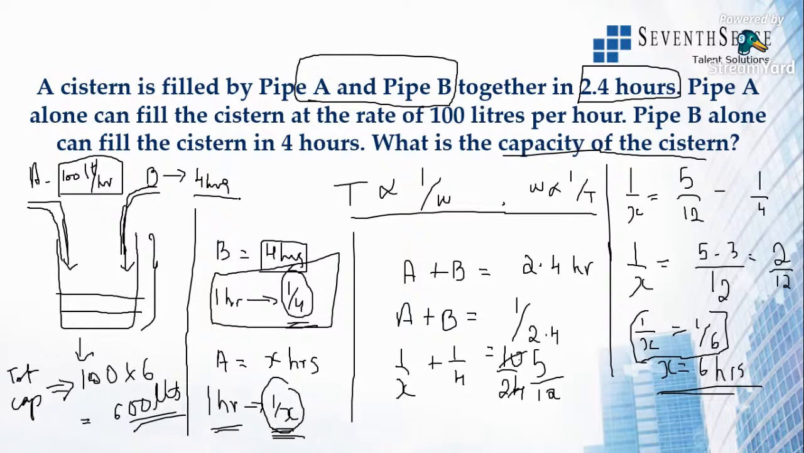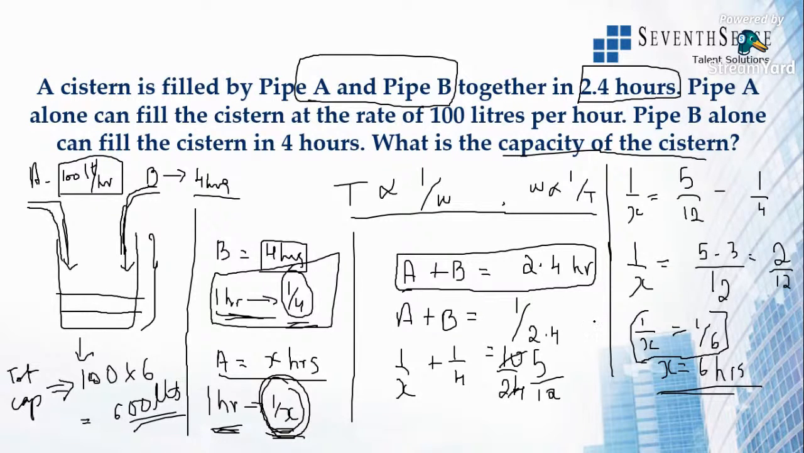Same thing: B fills 1/4 of the tank every hour. Always remember, if it is hours or days, convert to 1 day or 1 hour. What is the amount of work done in 1 day or 1 hour? If you know that, it will be very easy. For A, I don't know the duration, so I'm just using X hours. In 1 hour, A fills 1 by X of the tank, that is the total capacity. Now together, A and B fill the tank in 2.4 hours.